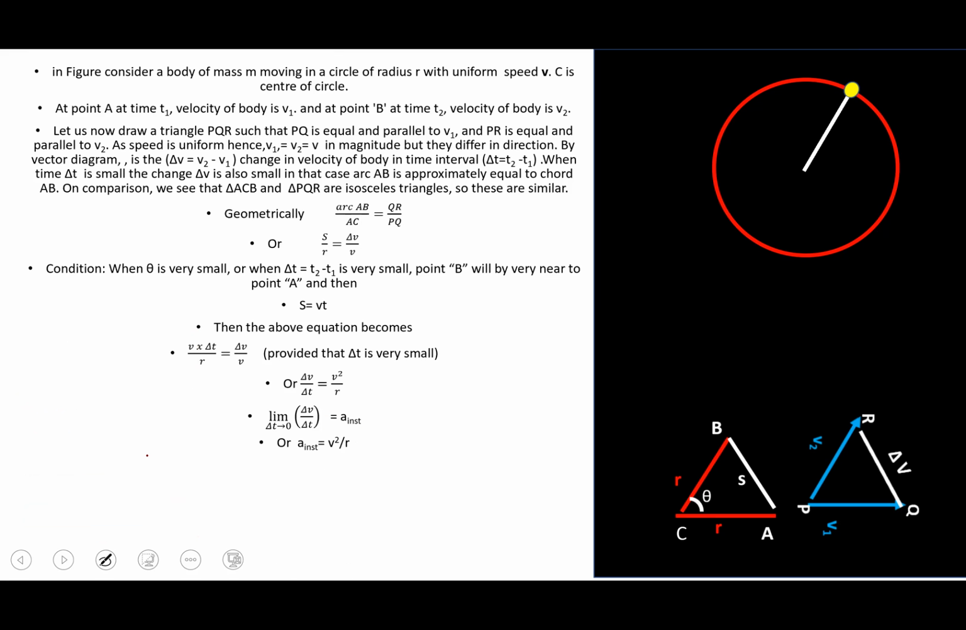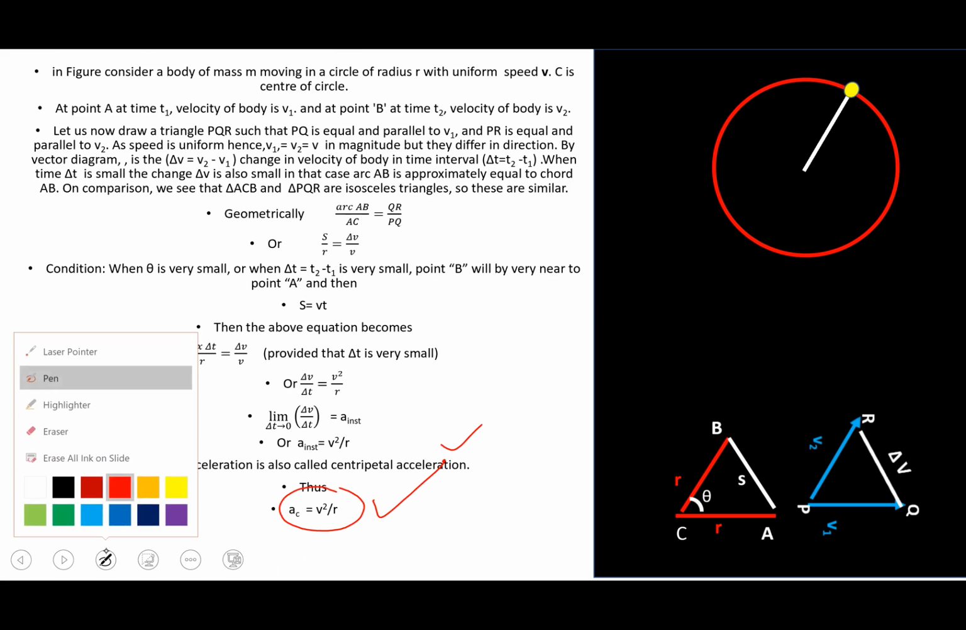Now we can also say instantaneous acceleration is equal to V square over R, because we already proved that delta V over delta t is equal to V square over R. Acceleration is also called centripetal acceleration. That means this instantaneous acceleration is also called centripetal acceleration. So here we have the formula for centripetal acceleration, which says centripetal acceleration AC is equal to V square over R. So this is the formula for centripetal acceleration.